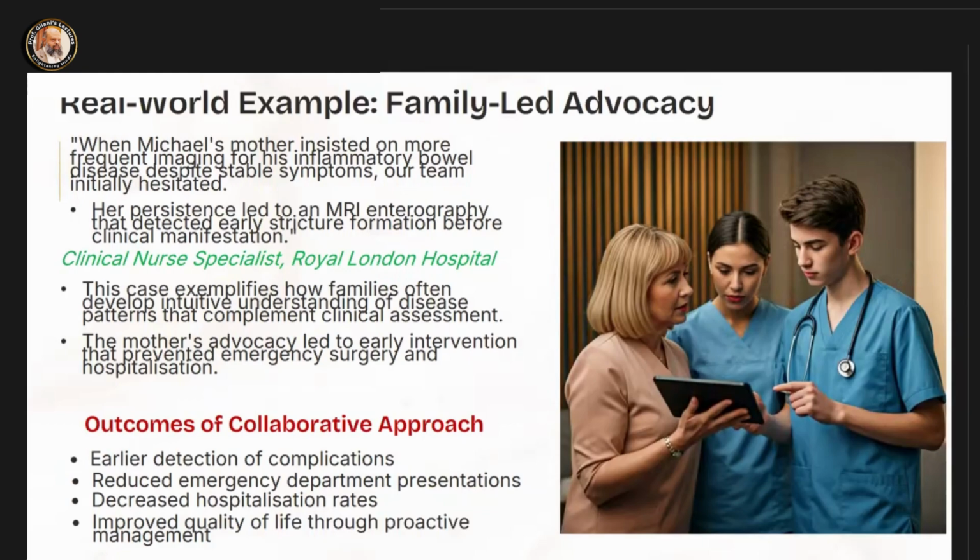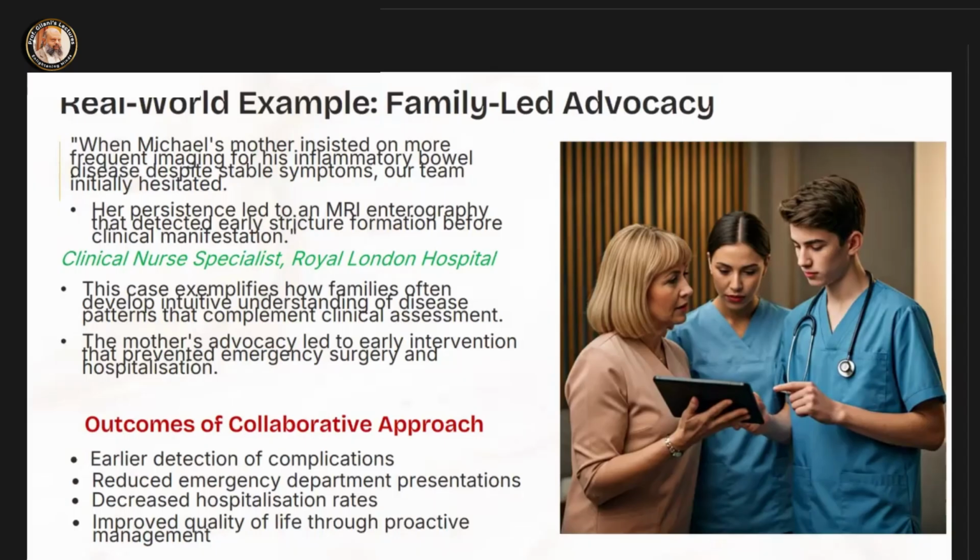The real world example, family led advocacy. When Michelle's mother insisted on more frequent imaging for his inflammatory bowel disease despite stable symptoms, our team initially hesitated. Her persistence led to an MRI enterography that detected early stricture formation before clinical manifestation. That was reported by the Clinical Nurse Specialist at the Royal London Hospital.